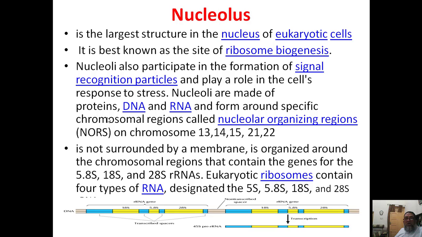It is not surrounded by a membrane, and is organized around the chromosomal region that contains the genes for the 5.8S, 18S, and 28S RNAs. Ribosomal RNA: the eukaryotic ribosome contains 4 types of RNA, designated 5S, 5.8S, 18S and 28S. So these are all the RNAs which are meant for ribosome synthesis, and these RNAs are present in the nucleolus. It is not membrane bound, but it is present in the specific nucleolar organizing regions, NORs, on chromosomes 13, 14, 15, 21 and 22.